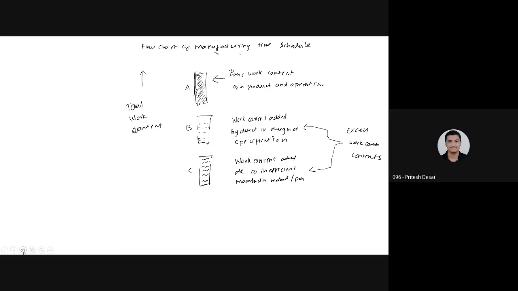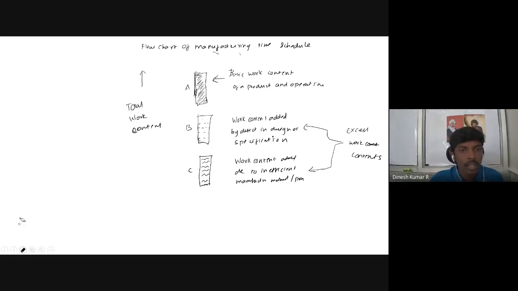Yes, sir. So the summation of your basic work content and excess work content, where excess work content is the work content added due to defect in design or specification, or the work content added due to inefficient manufacturing method, all this comes with the total work content, right? But our manufacturing sequence does not end with this.